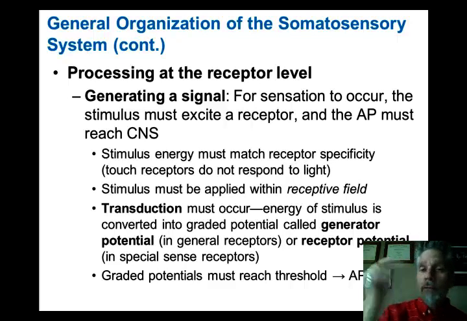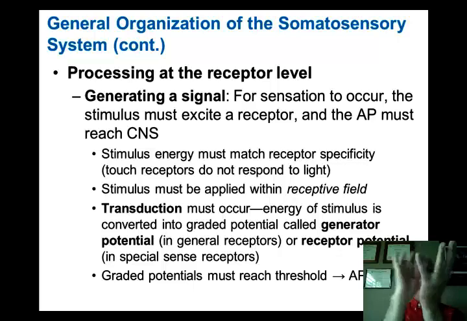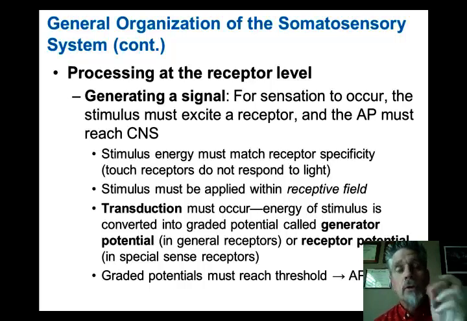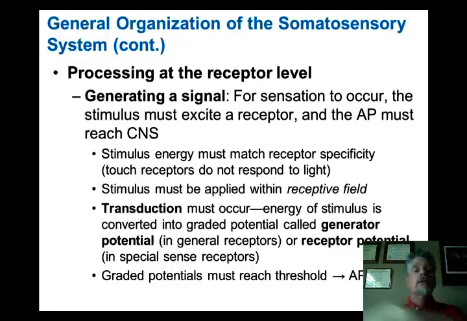So we have to have enough of a stimulus, and it has to be the right stimulus, right? We have different types of receptors based on their modality. You don't want to put, like, sugar on top of a photoreceptor and expect it to do anything, right? And it also has to be within its receptive field. So I can't shine a light over here and expect my photoreceptors to do much of anything, right? It has to be within the receptive field. Same thing with our touch receptors.